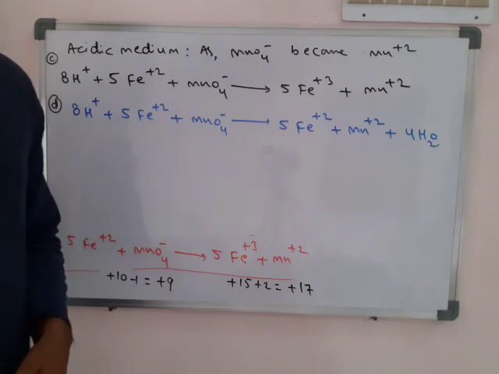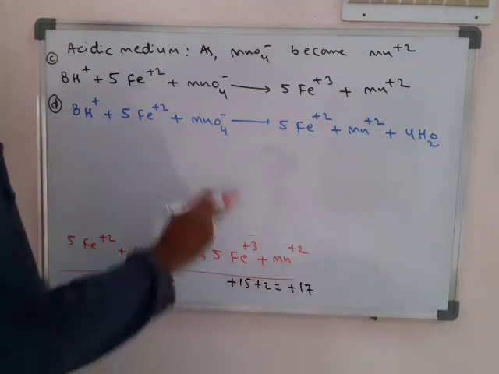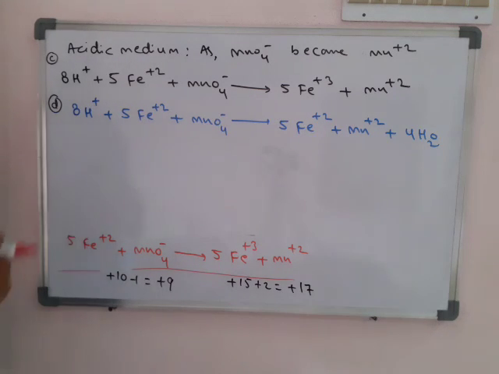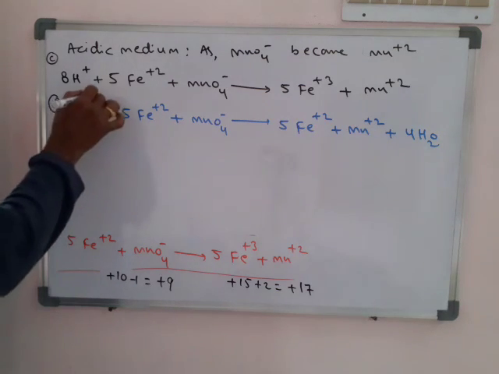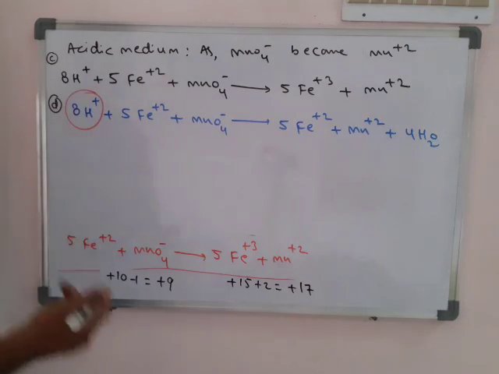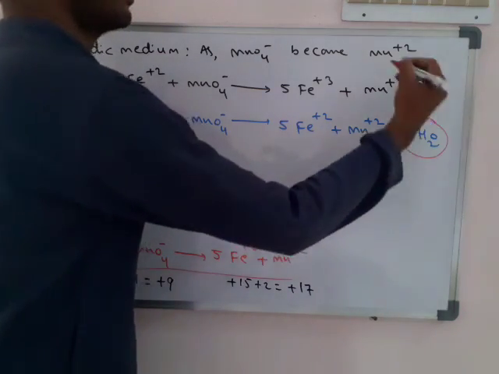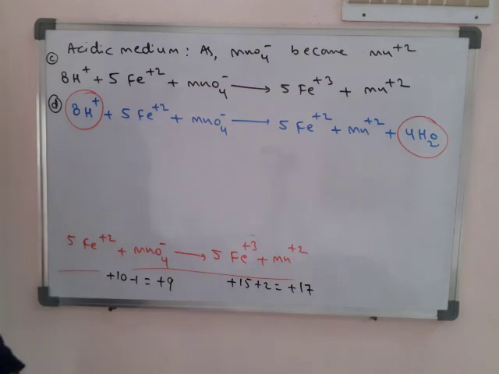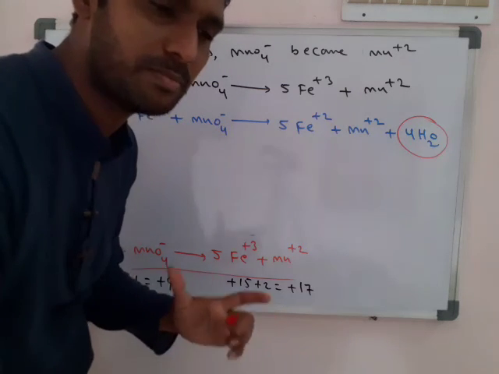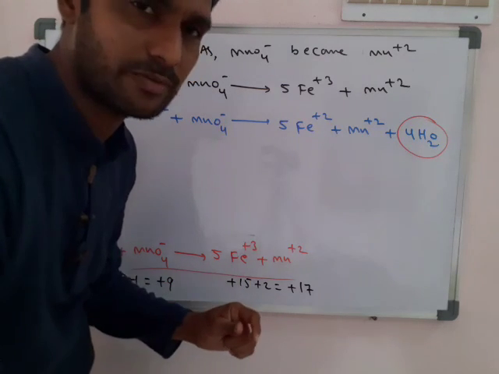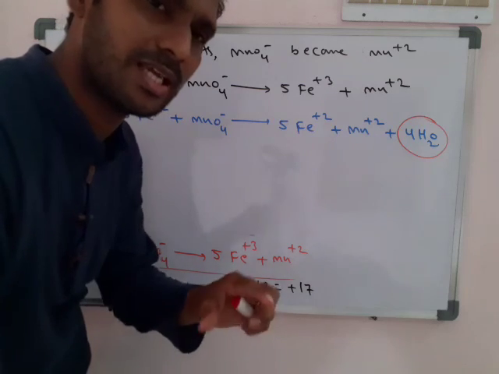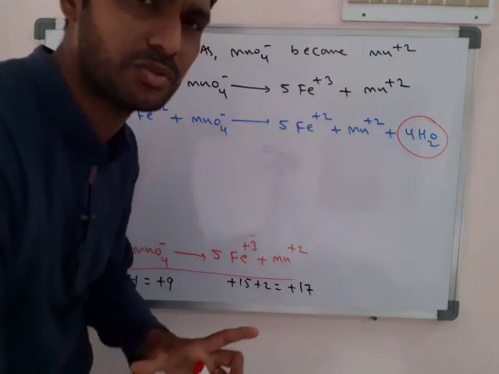And what is the question? The question was given with 8 H plus and Fe plus 2. In the actual question, the left side had a question mark, that is H plus, and the right side question mark is 4 H2O. This is the kind of question based on balanced redox equations. Tomorrow we will see the same questions from some different views.